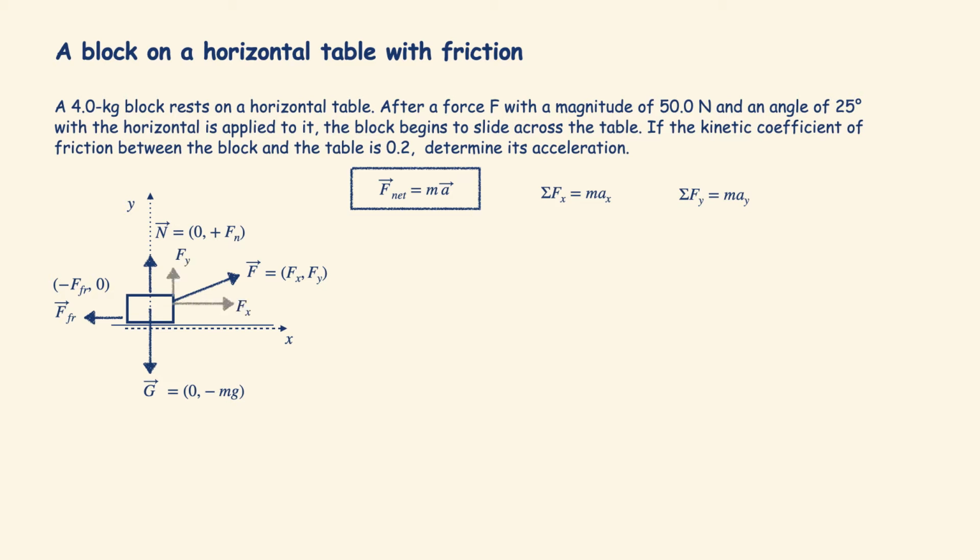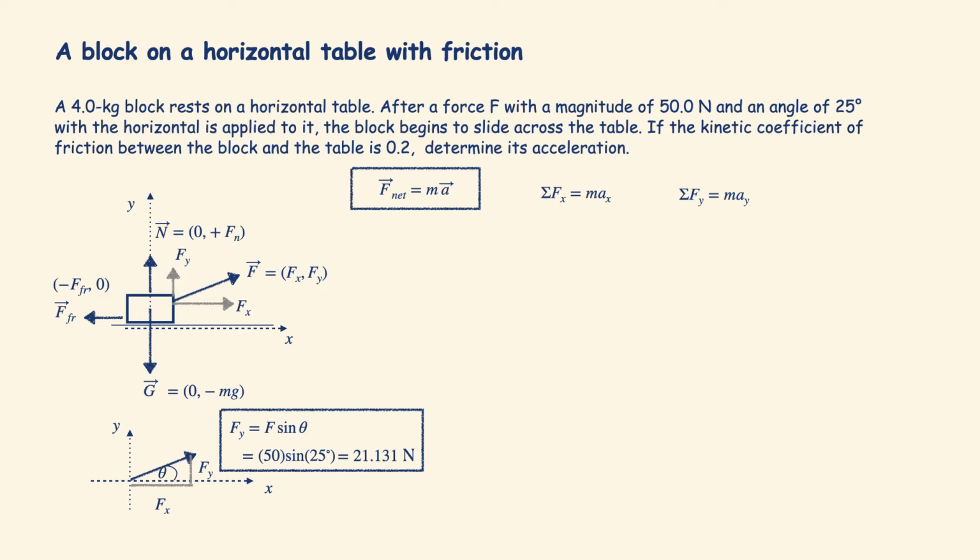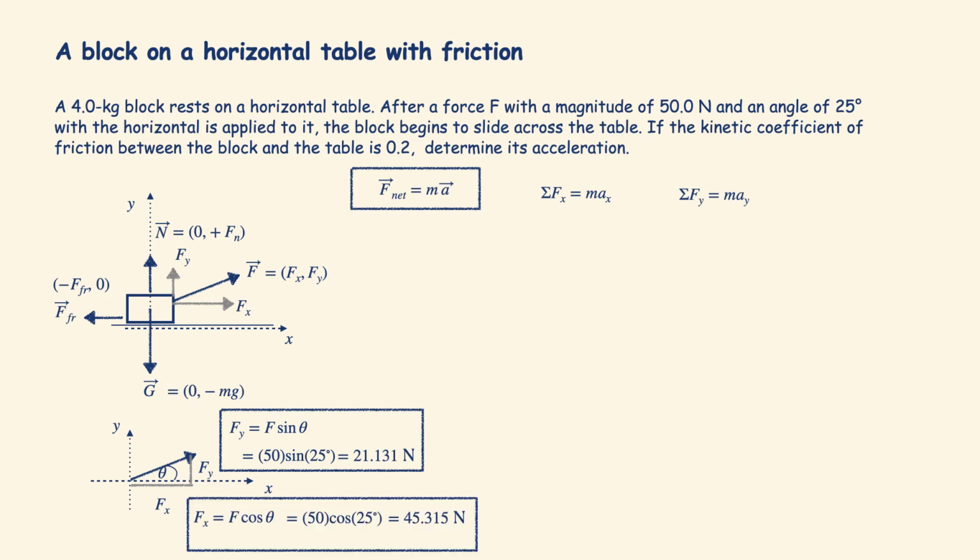And going back to the force F, the 50 newton force, it had two components, Fx and Fy, and we saw that using trigonometry, we can easily figure out what they were. Here we drew the vector on a separate diagram, and we saw that the x component was the adjacent side and the y component was the opposite side in that little right triangle, and because of that Fy is F sine theta, or 21.131 newtons, and Fx is F cosine theta, or 45.315 newtons.